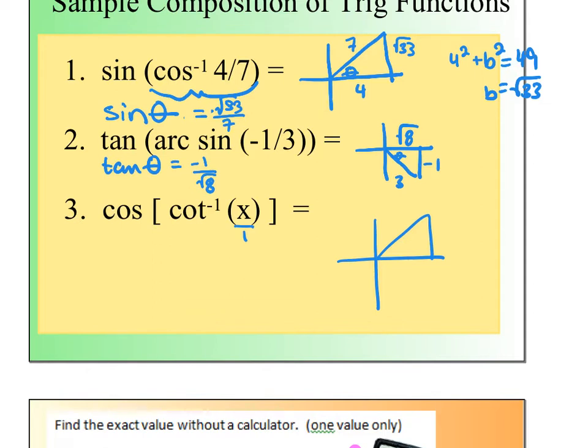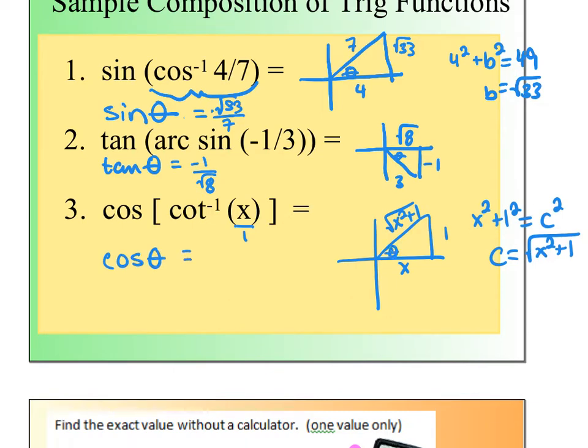Well, tangent is opposite over adjacent, so this is adjacent over opposite. Okay, then I'm going to do Pythagorean theorem equals, we'll call it c squared for hypotenuse. So I end up with c equaling the square root of x squared plus 1. So when I try to figure out cosine of theta, I've never figured out what the actual theta is. I just want to know what the cosine relationship is for theta. Cosine theta is adjacent over hypotenuse, x over the square root of x squared plus 1.